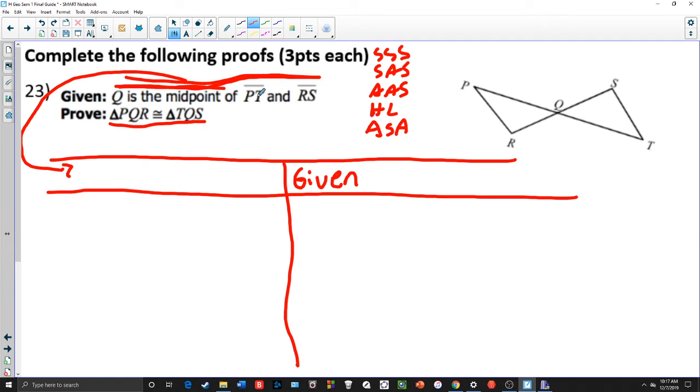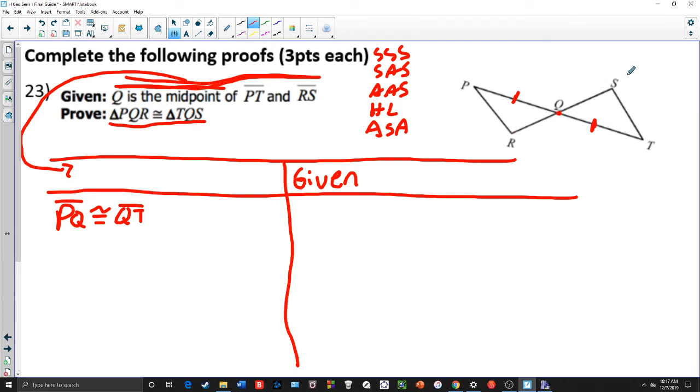So let's mark down what we have first. So it says Q is the midpoint of PT and RS. So Q right here is the midpoint of these lines here. Well, if Q is in the middle of, let's say, PT, that means PQ has to be equal to QT. So PQ has to be congruent to QT. Because if Q is in the middle, that means the first half has to be equal to the second half. Otherwise, it wouldn't be in the middle.